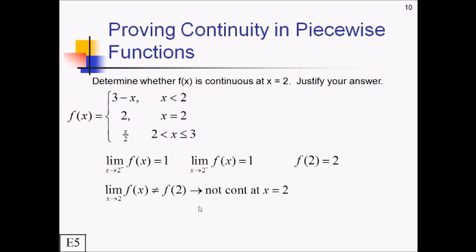Now, what kind of discontinuity is this if the function value and the limit don't match up, but both exist? This is going to be a removable discontinuity if we have a limit that does not match the function value.